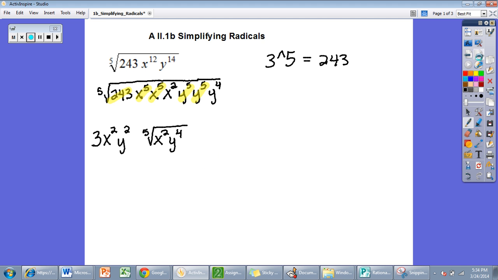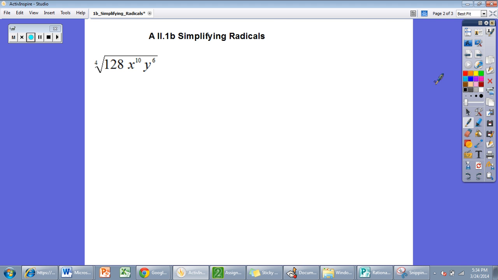Okay, we're going to do one more example, and that's the 4th root of 128 x to the 10th y to the 6th. Again, I'm checking things like 2 or 3 or 4. And the first thing that I notice is that 2 to the 4th power is 16. If you do 128 divided by 16, it gives you 8. So that's going to be the closest thing that goes into this.